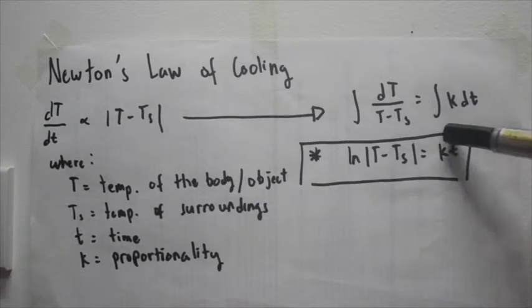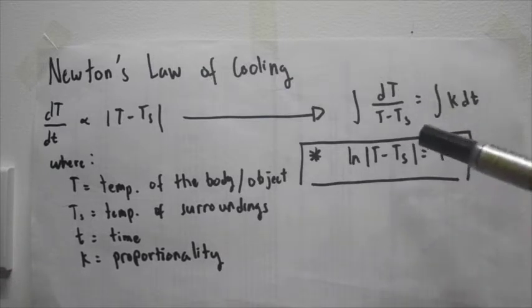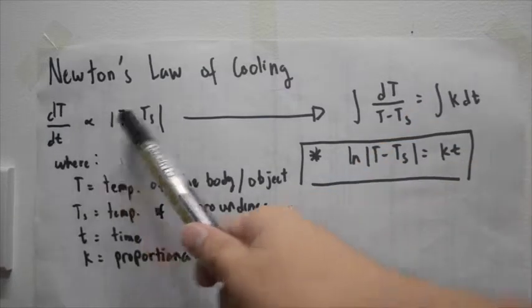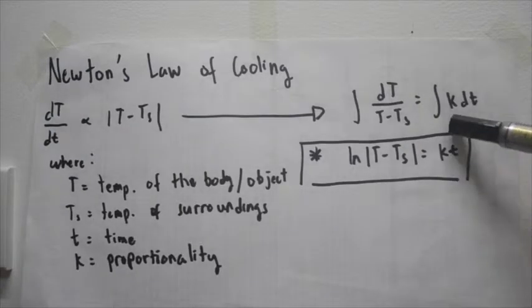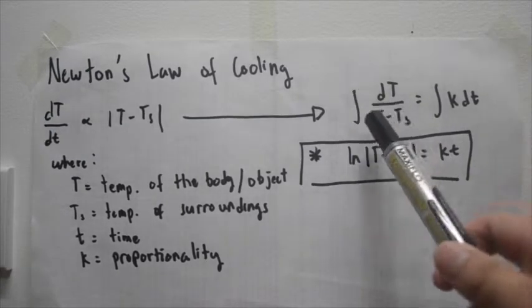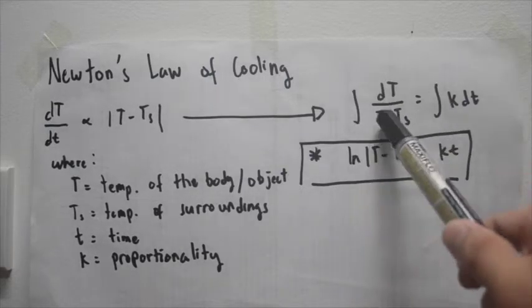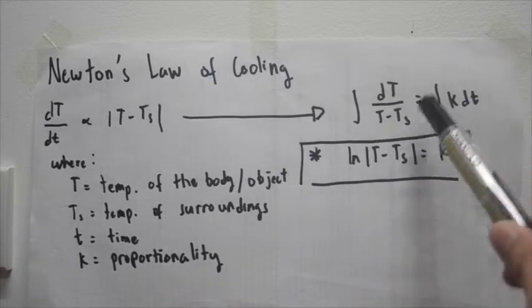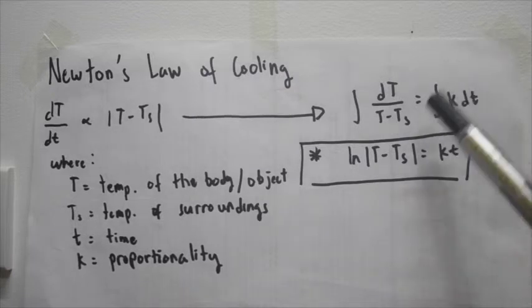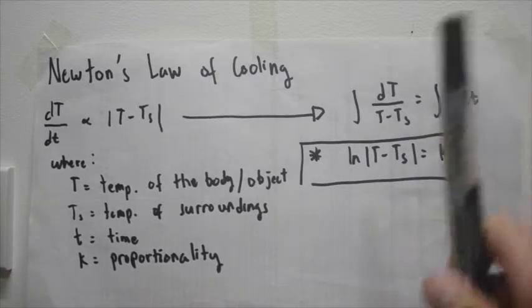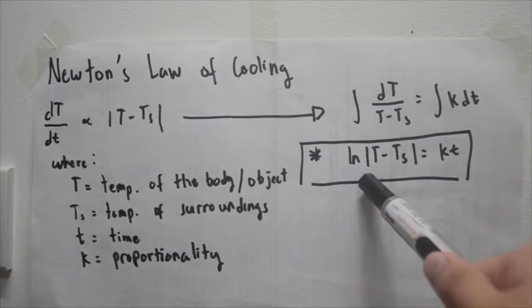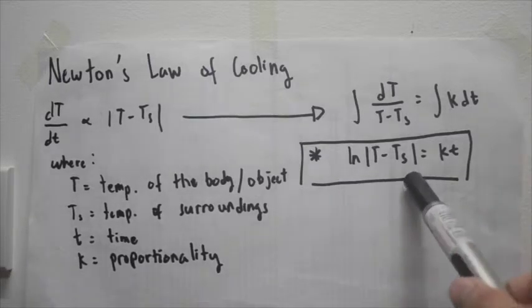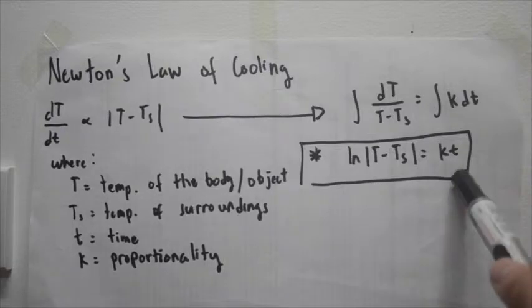Moving here, if you replace this with the equal sign, there will be a proportionality constant. So to integrate it, dT over T minus Ts is equal to the integral of k dt, which will lead to the primary equation, which is ln of the absolute value of T minus Ts is equal to kt.